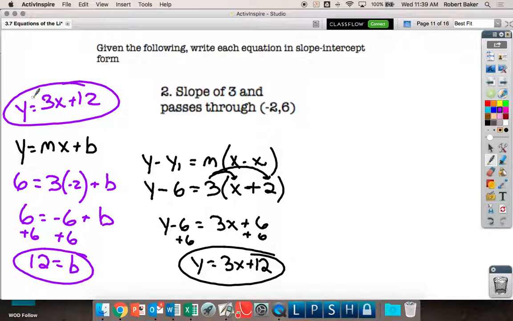And here's where the fun happens. Wait, what's the confusing part there? Never mind.